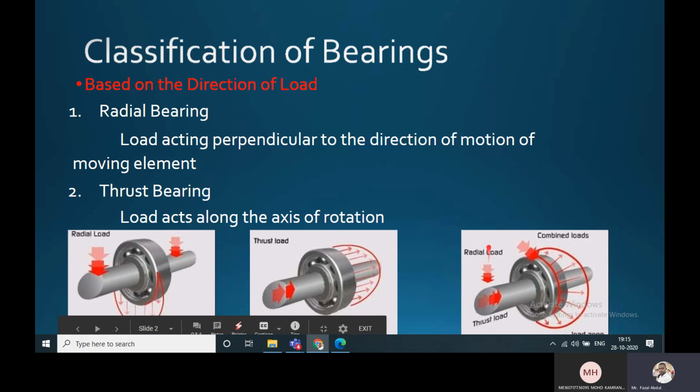Here, radial load is applied perpendicular to the shaft, and thrust load is applied along the axis of the shaft. Such type is known as a combination of loads.